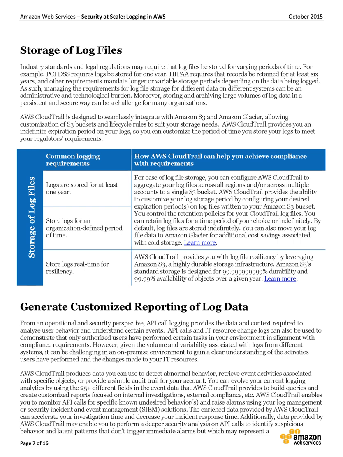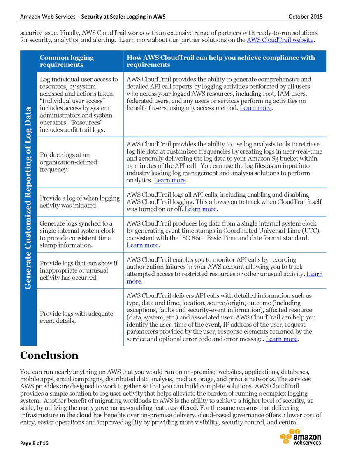The enriched data provided by AWS CloudTrail can accelerate your investigation time and decrease your incident response time. Additionally, data provided by AWS CloudTrail may enable you to perform a deeper security analysis on API calls to identify suspicious behavior and latent patterns that don't trigger immediate alarms but which may represent a security issue. Finally, AWS CloudTrail works with an extensive range of partners with ready-to-run solutions for security, analytics, and alerting. Learn more about our partner solutions on the AWS CloudTrail website.